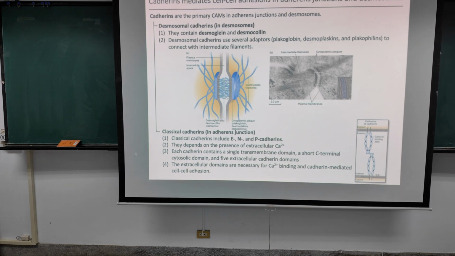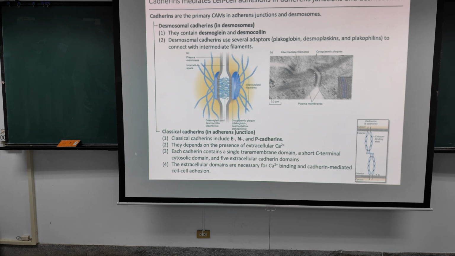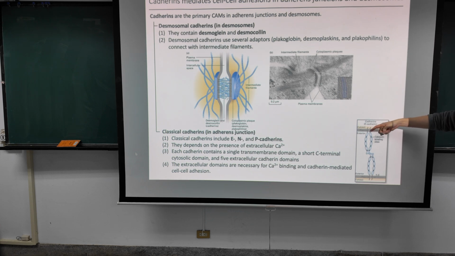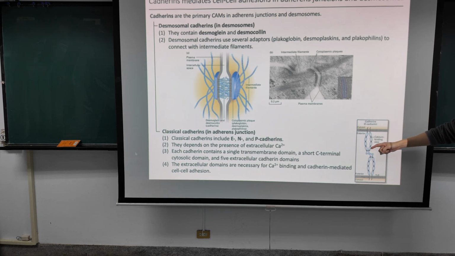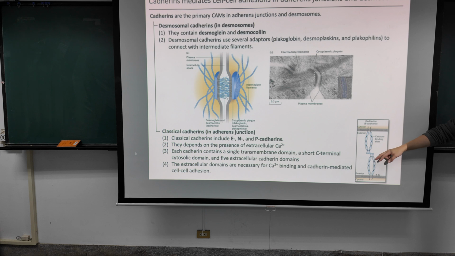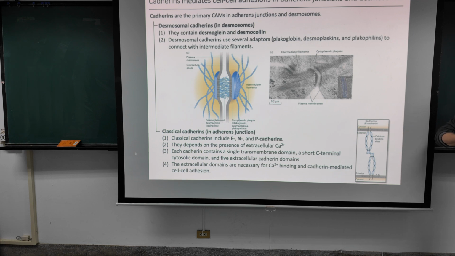The cadherins in the adherens junction are E-, N-, and P-cadherin. As I showed you before, they have a short transmembrane domain and several extracellular domains separated by calcium binding sites. Their interaction totally depends on calcium. You need to have calcium, otherwise they cannot form an interaction.